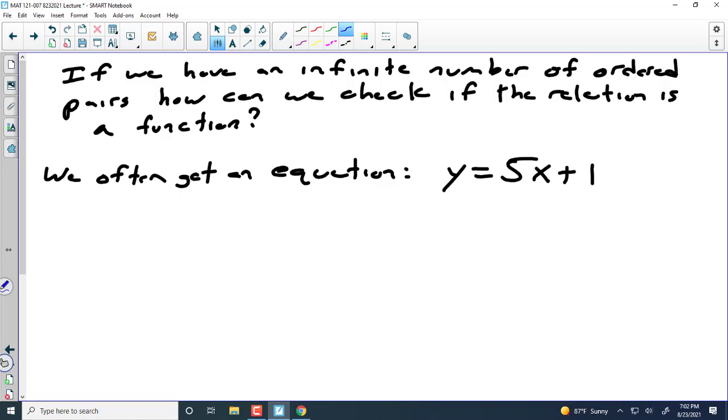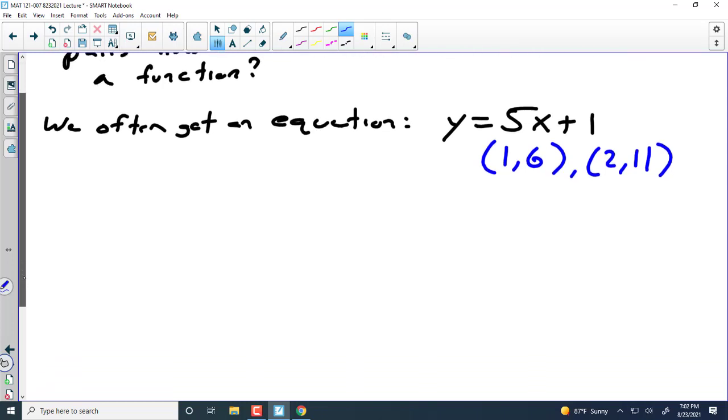For instance, one of the ordered pairs on this is 1, 6. Another ordered pair on this is 2, 11. And I could plug in 1, 2, 3, 4, 5, 6, 7. I don't even need to do positive numbers. I could do negative 18, negative 20. I could do fractions. I could do decimals. And I could create an infinite list of ordered pairs by multiplying my number by 5 and adding 1. So we can't possibly check all those ordered pairs to see if that actually is a function.